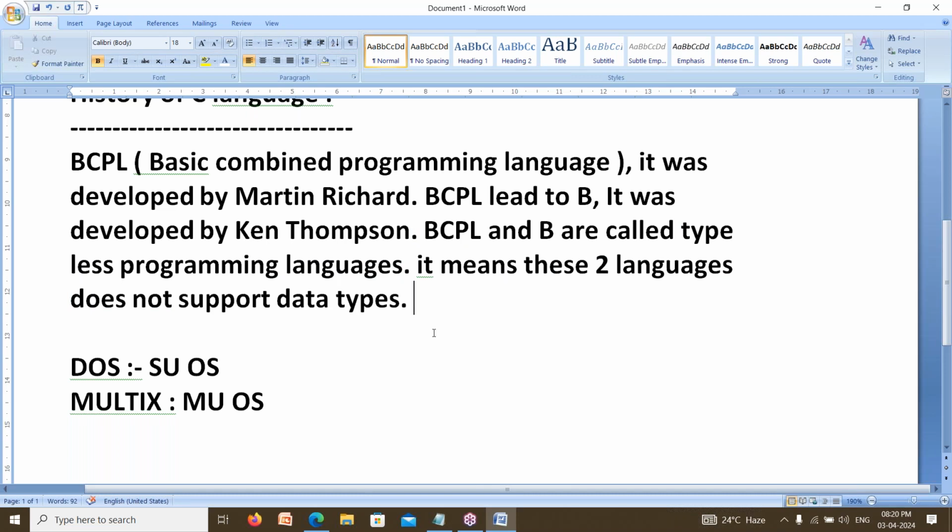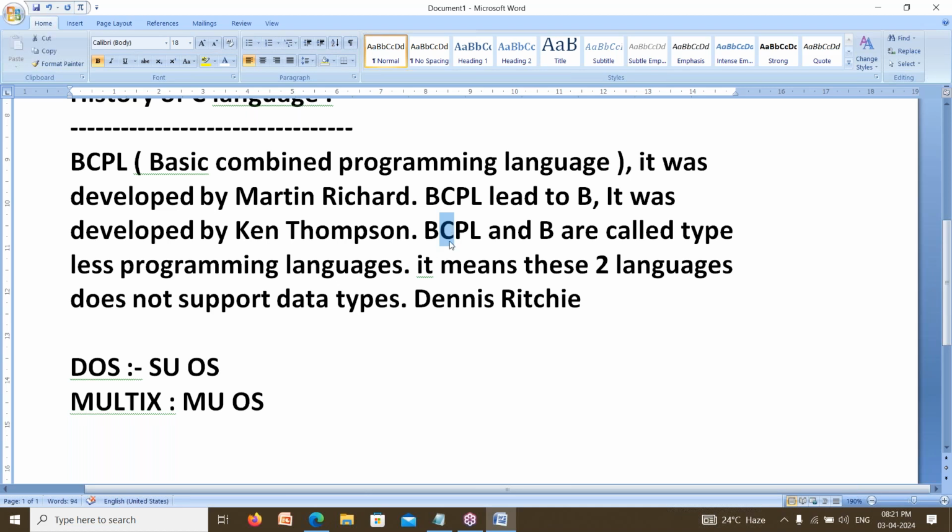Then there is a person called Dennis Ritchie. He developed a new programming language and introduced data types. What is the meaning of data type? My dear friends, whenever you go to a cool drink shop, there are so many types of cool drinks: Thums Up, Mazza, Pepsi, Coca-Cola, like that. Those are called types of drinks. Now I am talking about types of data. Those are called data types. So Dennis Ritchie developed a new programming language and introduced data types.